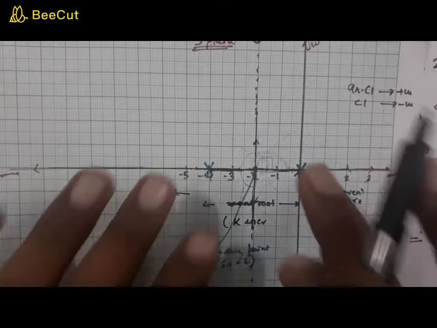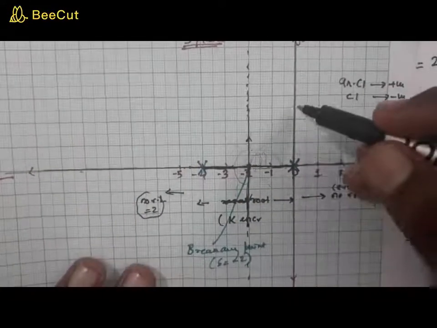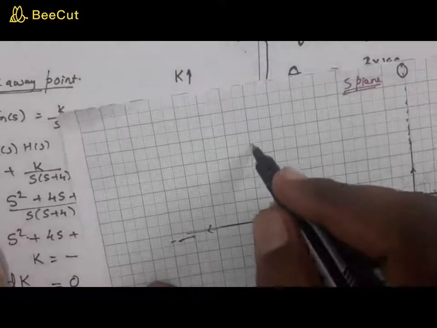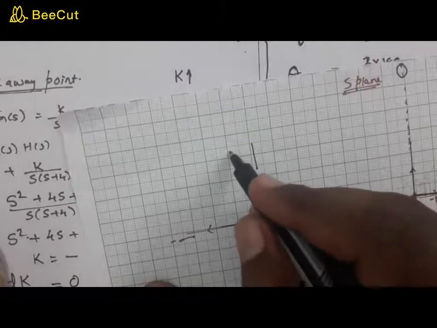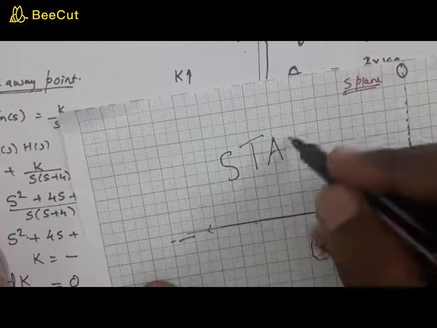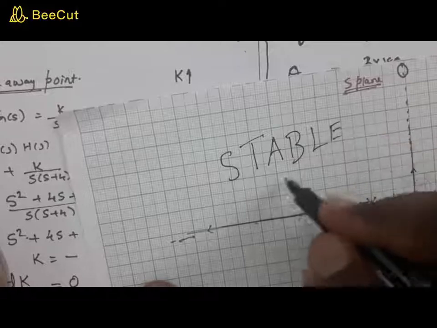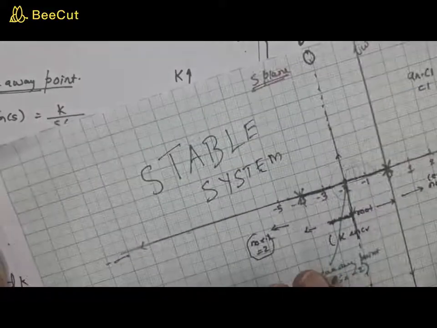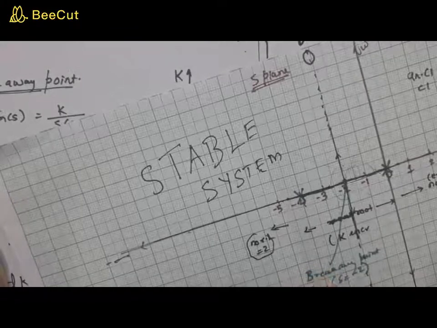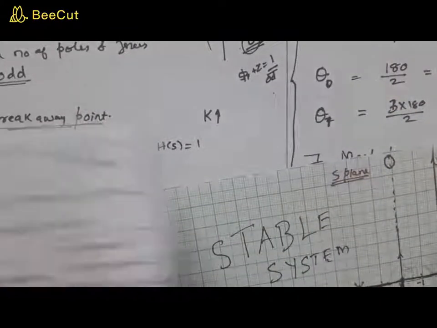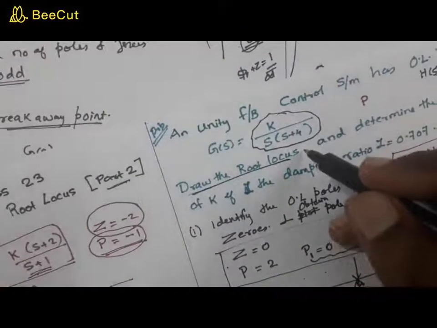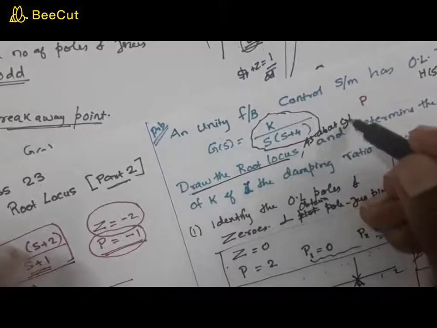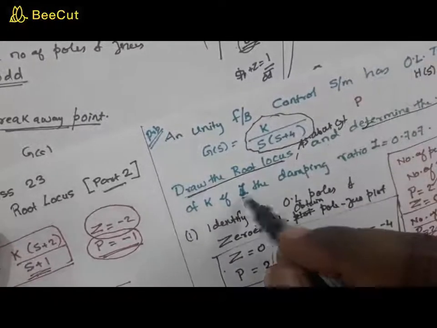The only thing is that these two poles will never cross the imaginary axis, so you can simply say that this system is a stable system. Okay, this is a stable system. So that is the first question. The question was to draw the root locus and ascertain the stability. The question is not complete, I think, so the second part we will be doing in the next session.